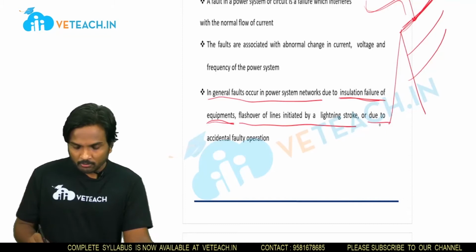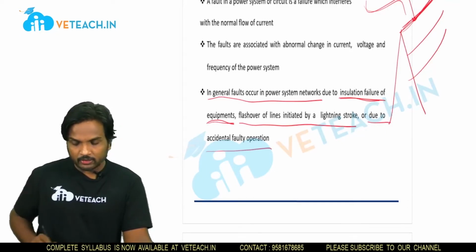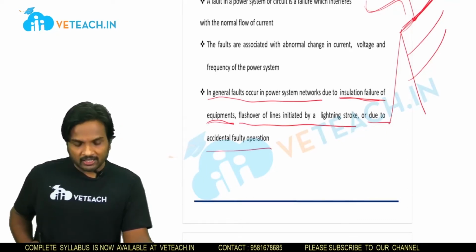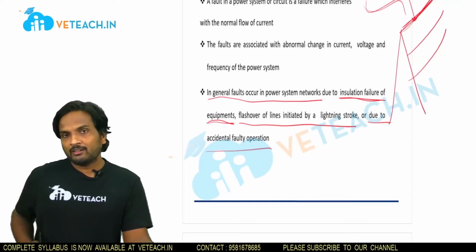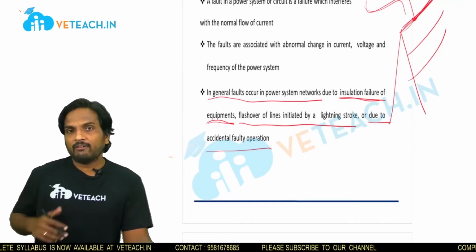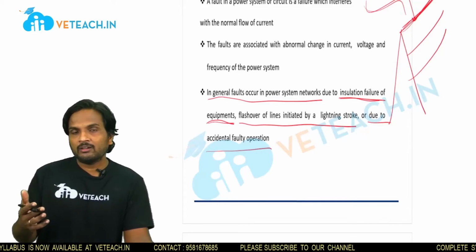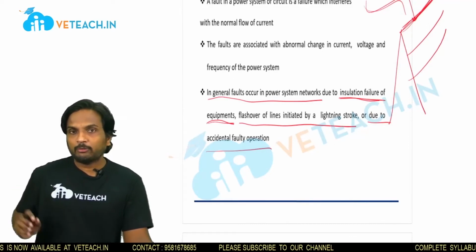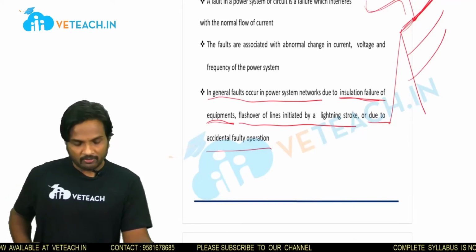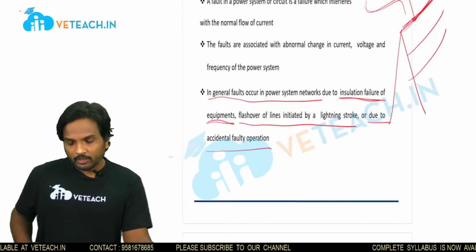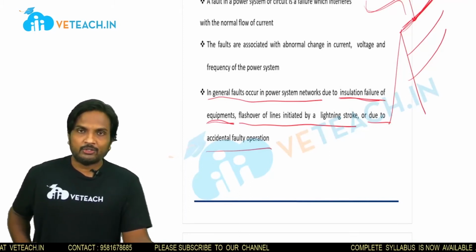Next one is accidental faulty operations. Accidental faulty operations means whenever transmission lines get short circuited, whenever birds or any other animals get stuck on the transmission lines or transmission towers. Those are some of the faulty operations. So because of these, faults occur in power systems.